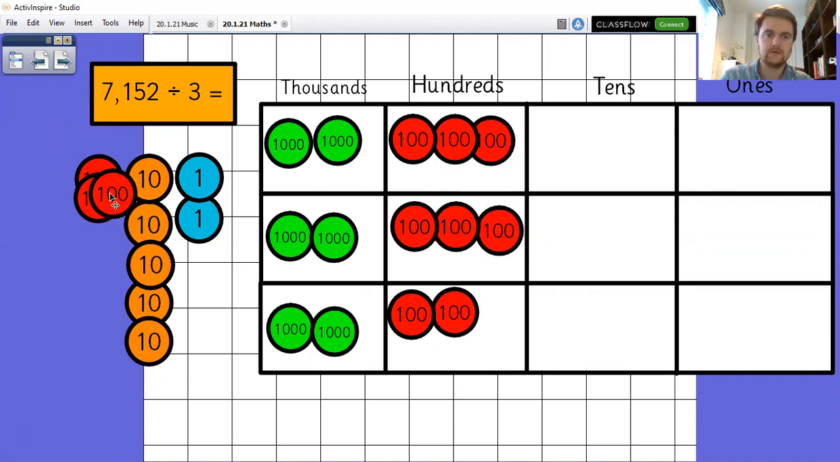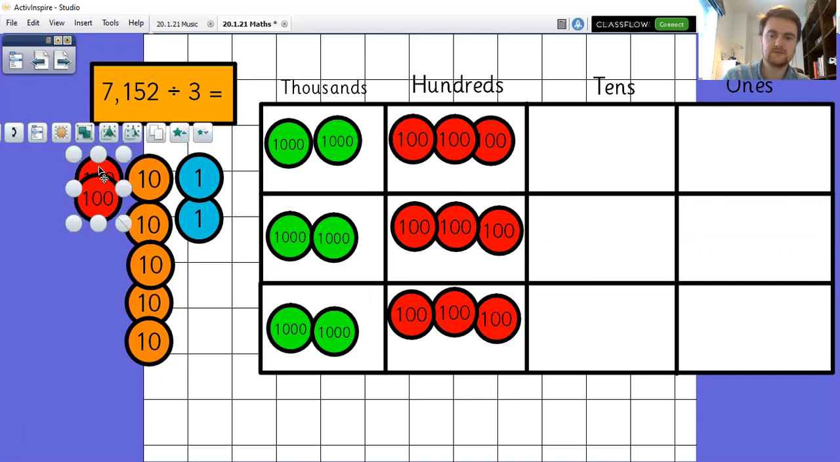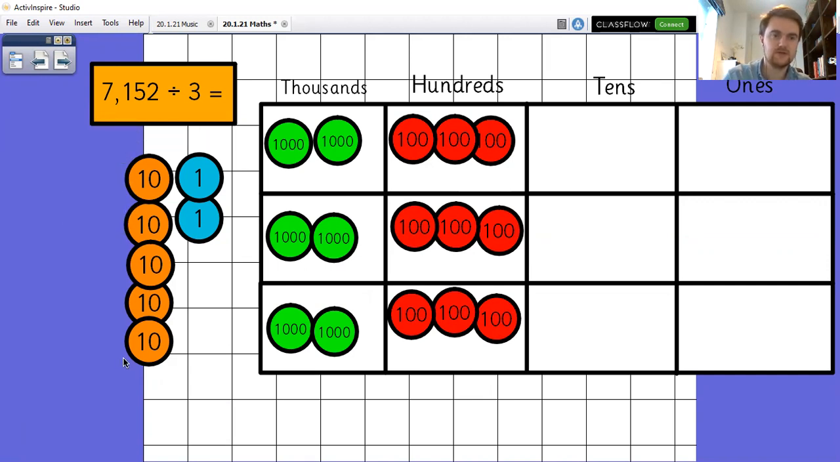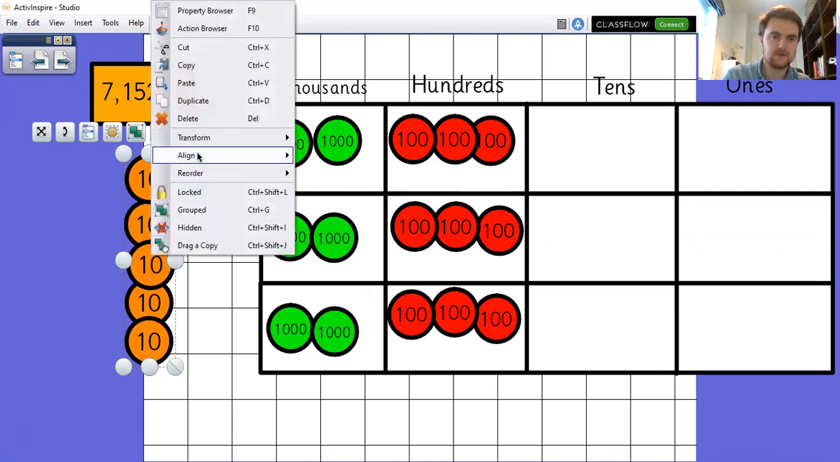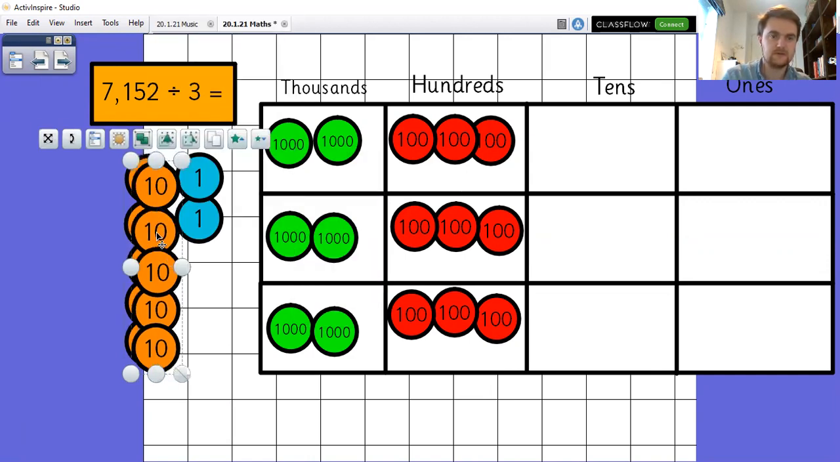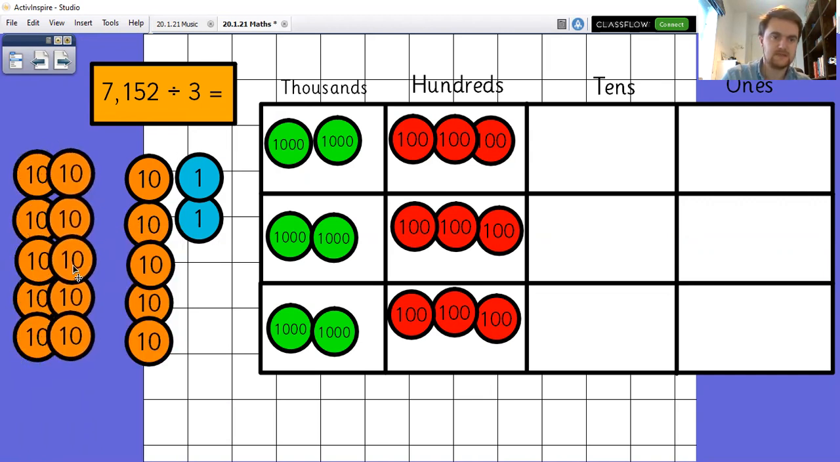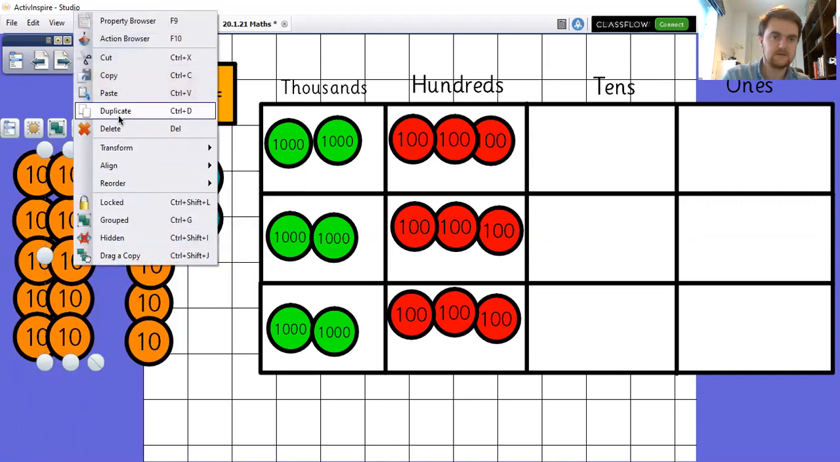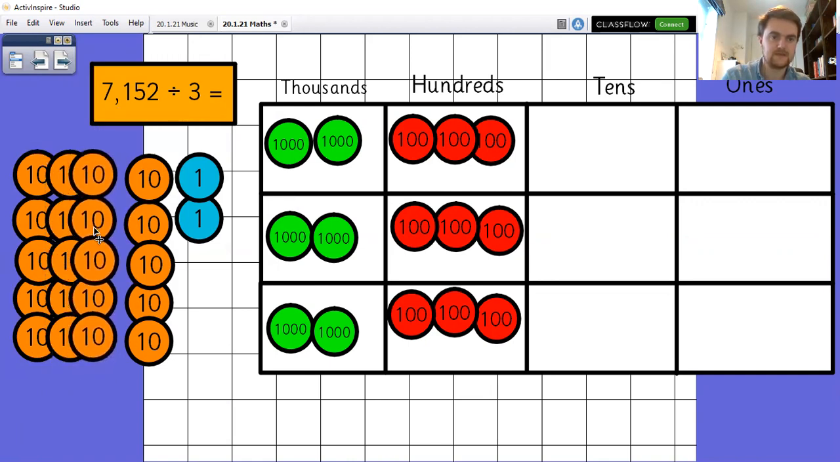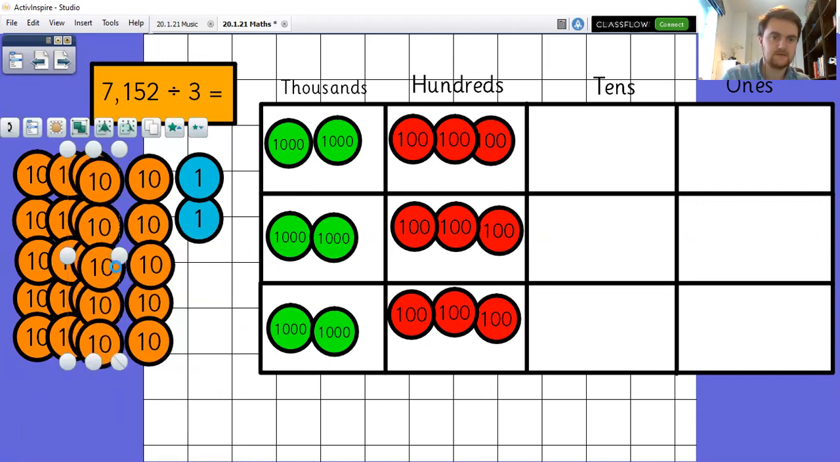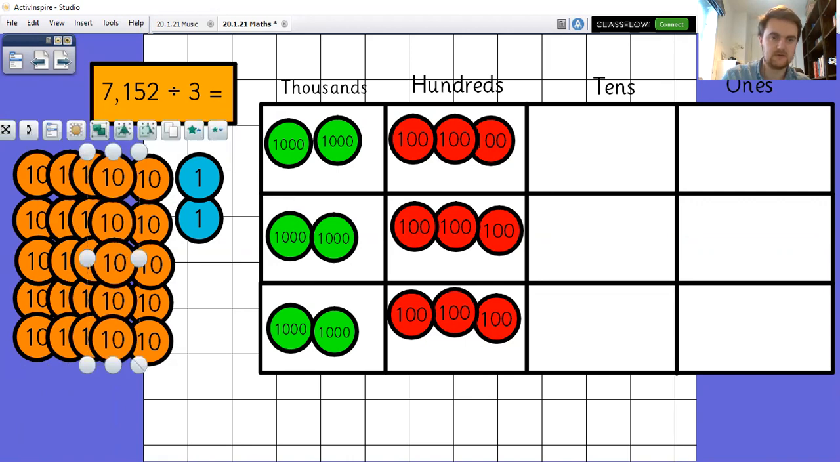3, 3, 3. Now I've got 2 hundreds left over, which aren't going to share equally between 3 rows, which means I'm going to change those 2 hundreds for 20 tens. Now this one is not going to be quite as smooth. So let me get 5 tens, 10 tens, 15 tens, 20 tens. There we go.